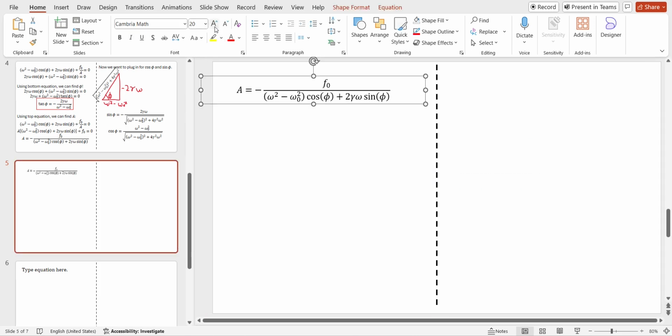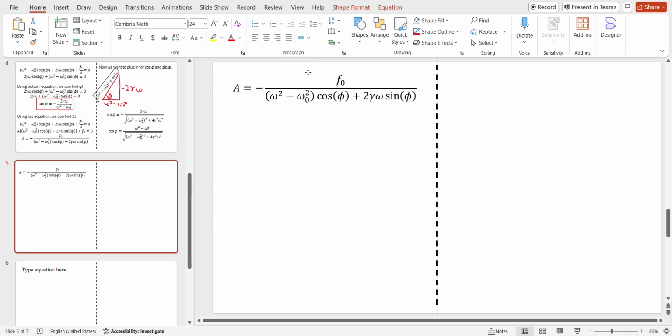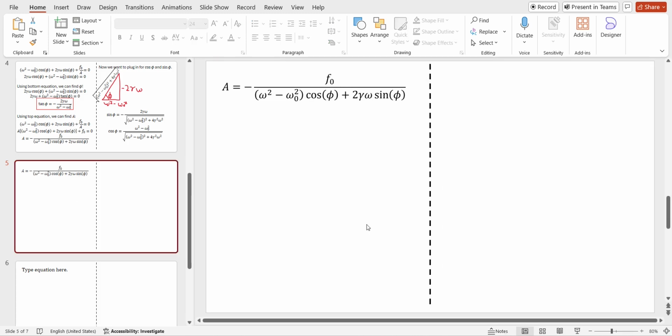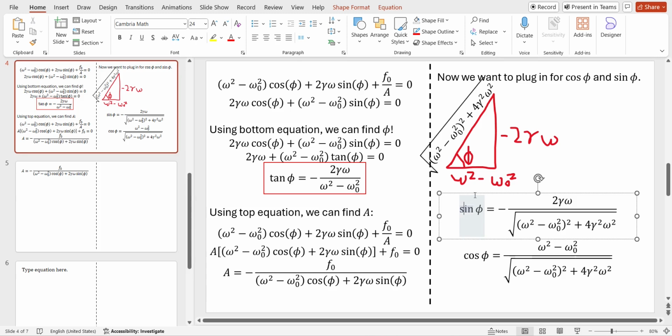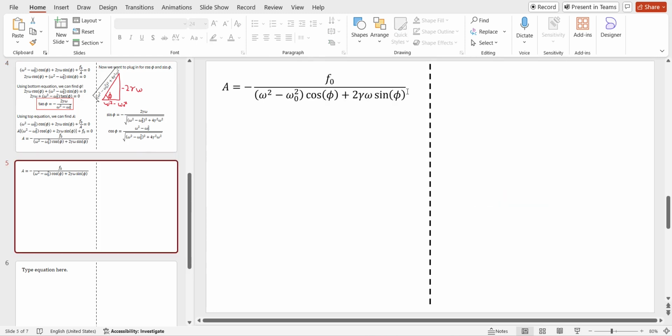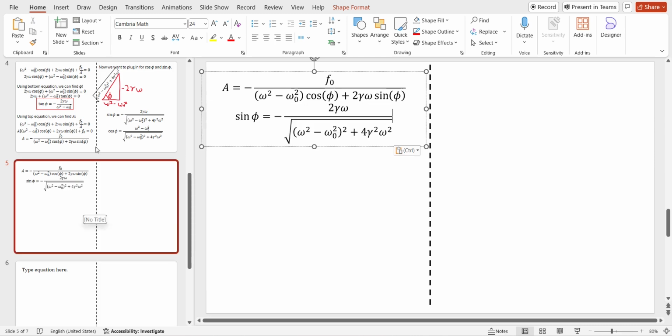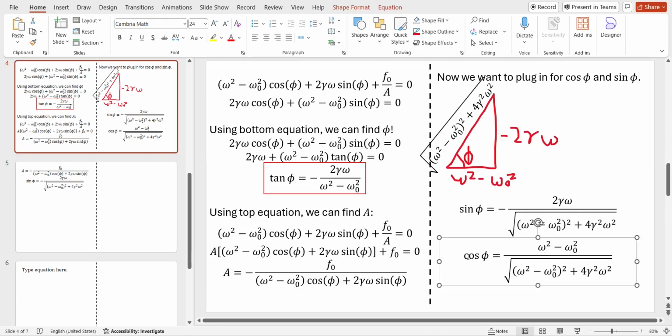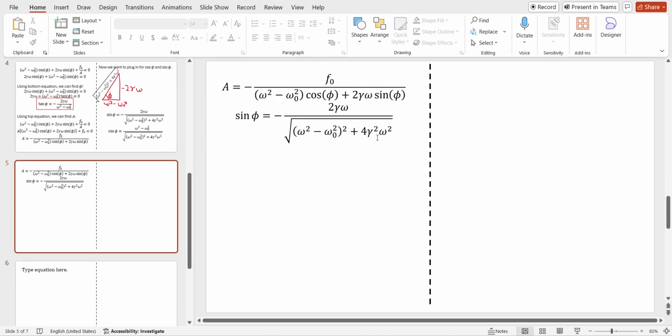All right, so now we're just going to plug into A to get the final value of A. And I'm just jotting down all those equations from earlier. So we have them all in one place. There's A, there's the cosine phi, and there's the sine phi.